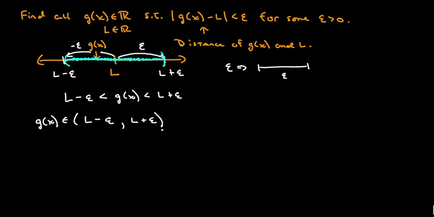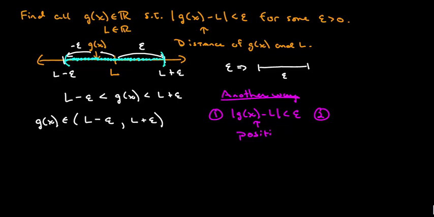That's one approach. Another approach, we'll do this in purple, to get that same value would be to remember how absolute value works. So we've got two cases here. We've got case number 1 and case number 2. Let's look at case number 1. Case number 1 is that g of x minus L, the inside quantity, is positive.